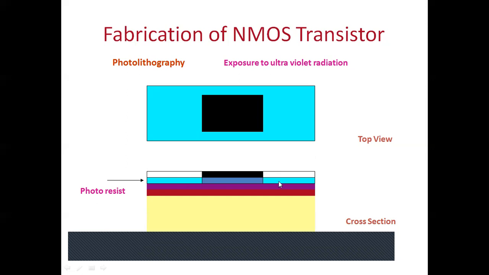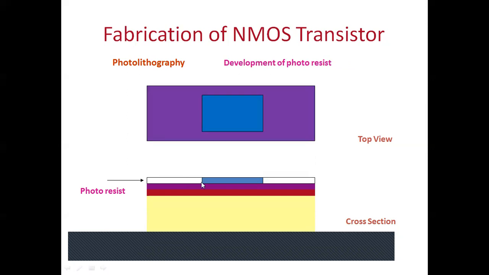Then the next process is we develop this photosensitive material. When it is developed, you can see here the mask is removed and this much part gets dissolved in the developing solution. This hard photoresist will remain as it is. From the top, what you can see is the silicon nitride and this portion.